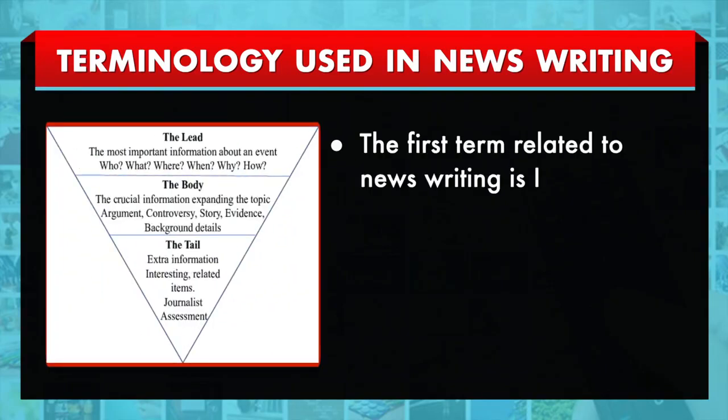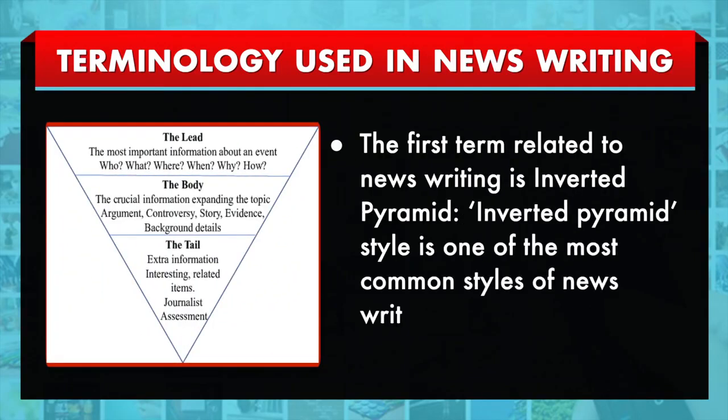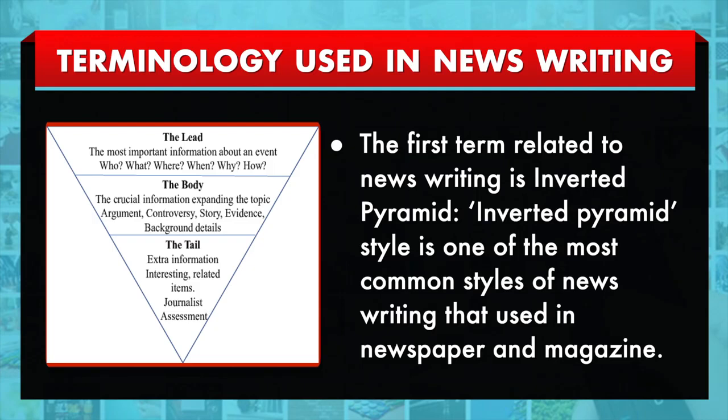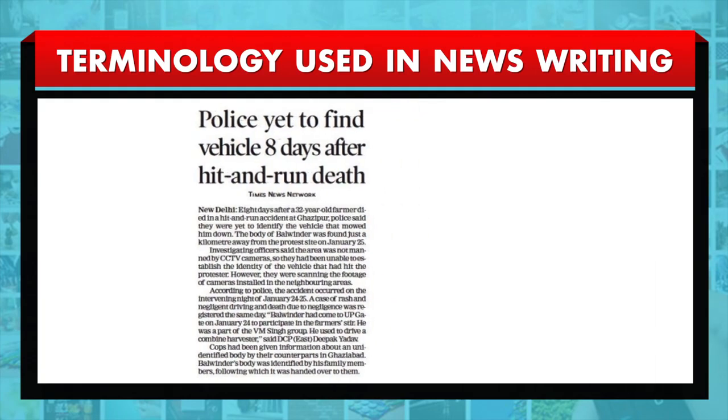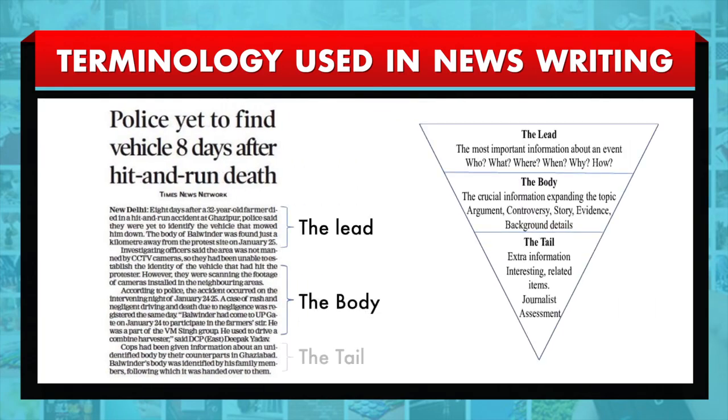The first term related to news writing is the inverted pyramid. The inverted pyramid style is one of the most common styles of news writing used in newspapers and magazines. As per this style, the whole story is divided into segments, namely intro, lead, body and tail.